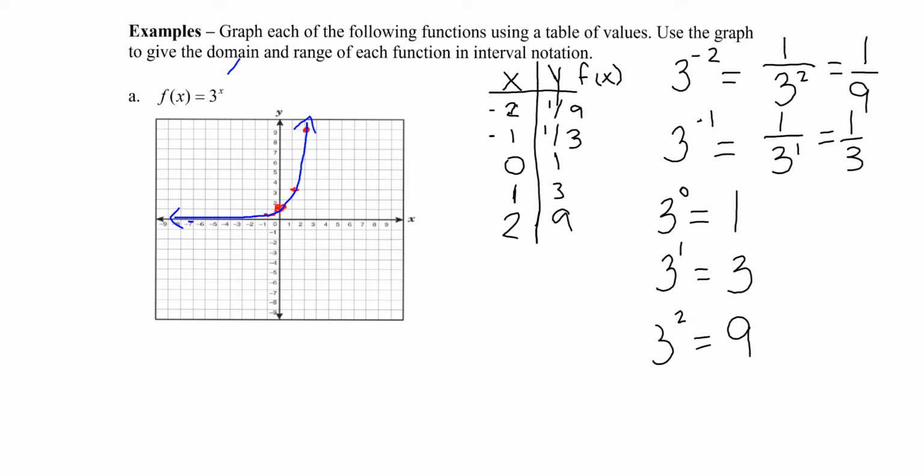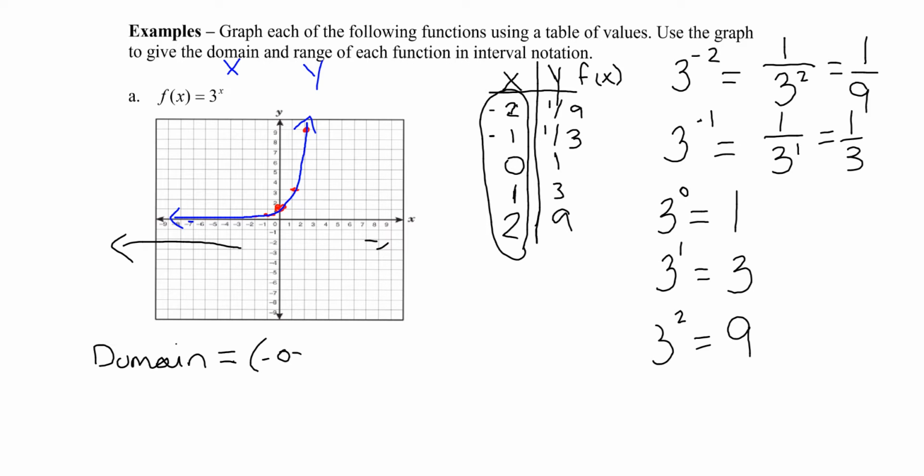Remember, domain are your x values, range are your y values. For your domain, you want to talk about the x values. We know here that it's going to go all the way through those negatives, and your x values are also going to go all the way to the positives, because I can put in any number here on my x side. So my domain is going to be negative infinity to positive infinity. It's all real numbers.